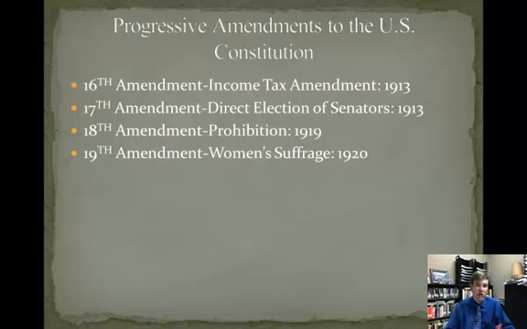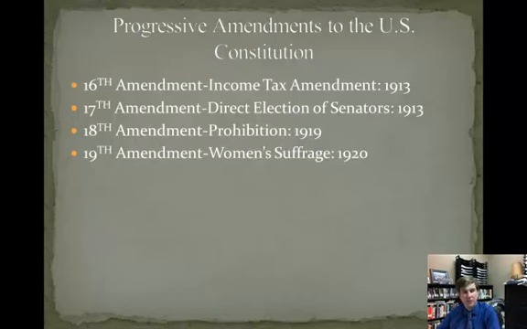As I mentioned before, you're going to get the progressive amendments to the Constitution. So the 16th Amendment, which is the income tax amendment, now we get an income tax. It doesn't say how to implement this amendment, or what income to tax or things like that. But we've got a much higher income tax than what they had in 1913 today.